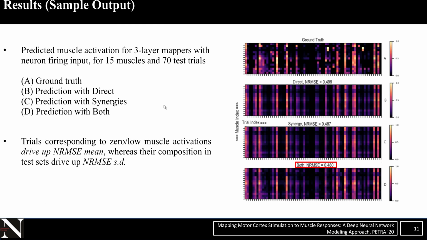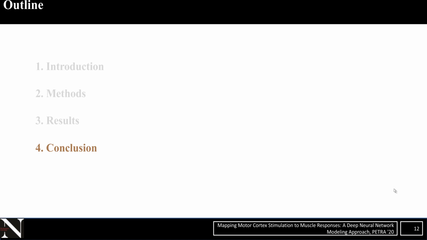Finally, this is a sample output for the three-layer mappers with the neural firing as input for 70 test trials. Again, we see that with the direct and synergy, the error goes down, but the both connection, which takes into account both synergistic and direct connections, actually performs better, and you can look into the subtle nuances that it represents better. And some of these zero or low activations actually do drive up our NRMSE, a possible explanation of these high values.